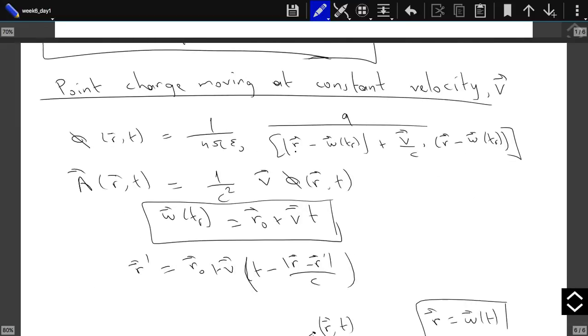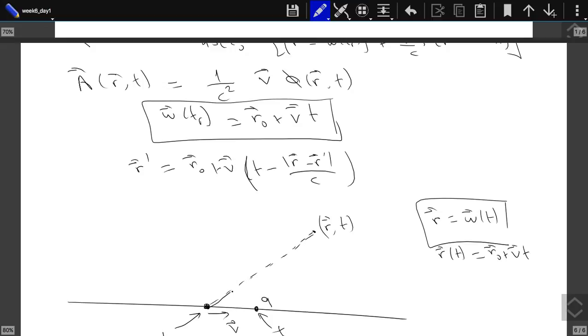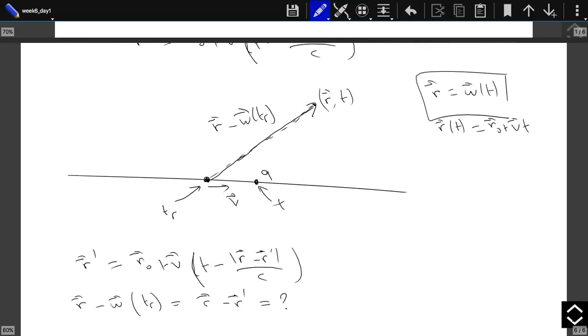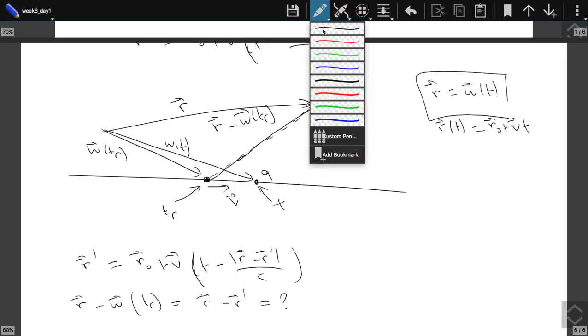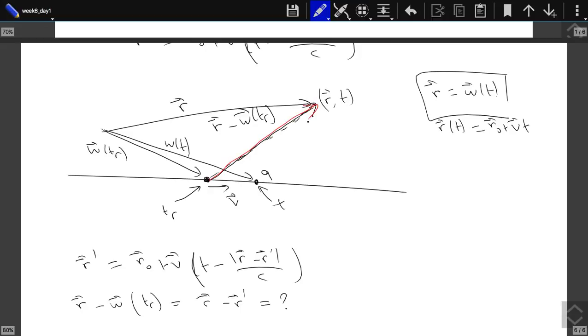You see, if you look at these expressions over here, it depends on the difference of r minus omega of tr. So this is my vector. This vector is r minus omega of tr. That is the vector I'm trying to find. Now, this is omega of t, this is omega of tr, this is r, and this one over here is r minus omega tr. And we are trying to find that one.